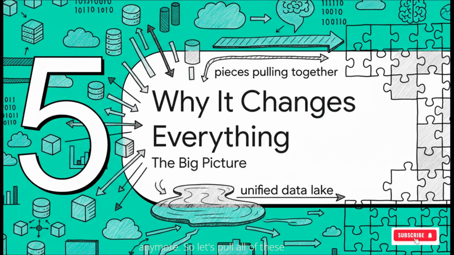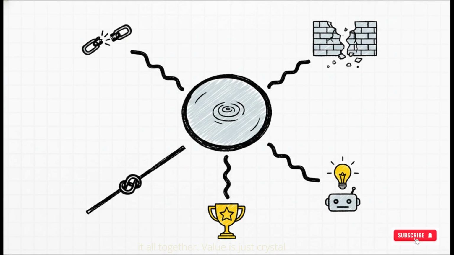So let's pull all of these pieces together now and really look at the big picture. Why does OneLake represent such a fundamental shift in how we all handle our data? When you put it all together, the value is just crystal clear. First, you eliminate that constant, expensive, and time-consuming need to move and duplicate data. Second, you just naturally break down the silos between different business units. Third, you dramatically reduce complexity and overhead. You get one managed service instead of trying to juggle a bunch of different infrastructure projects.